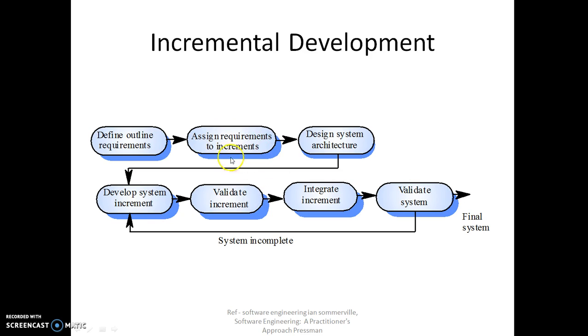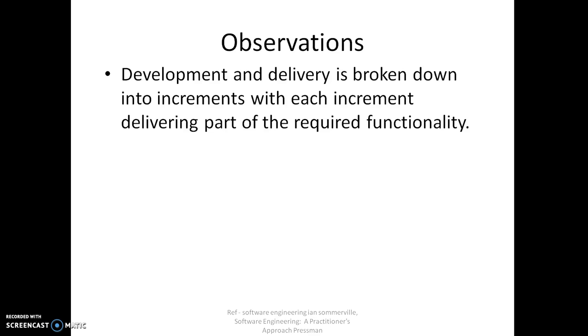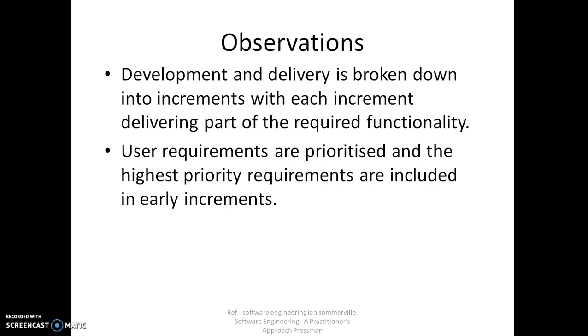This is the incremental development model. You can see here: define the outline requirements, assign the requirements to increments, design the system architecture, develop system increment, validate increment, integrate increment, validate the system, and this finally goes on repeatedly. Now the observations: development and delivery is broken down into increments. With each increment, part of the required functionality is delivered. The user requirements are prioritized and the highest priority requirements are included in early increments, and it is an iterative process.